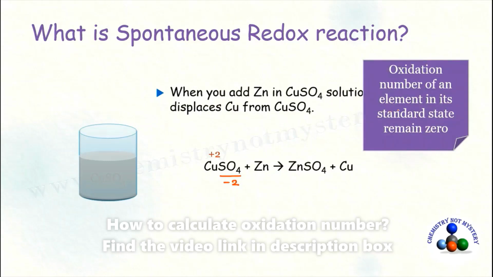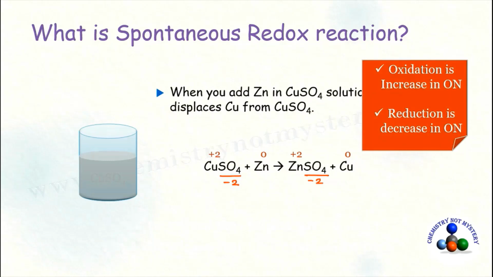Oxidation number of an element in its standard state remains 0. So the oxidation number of zinc will be 0. In zinc sulfate, again sulfate carries -2 charge, so zinc will carry +2 charge and the oxidation number of zinc will be +2 and oxidation number of copper will be 0. Increase in oxidation number is the oxidation and decrease in oxidation number is reduction.